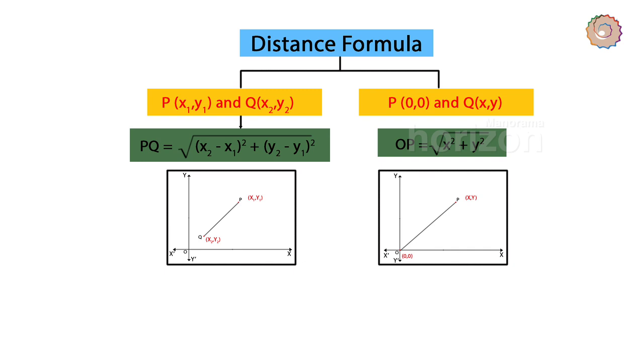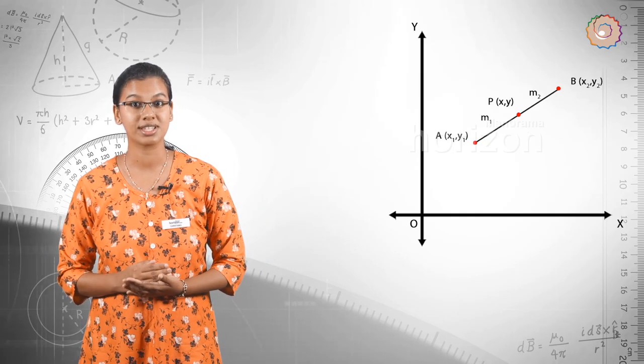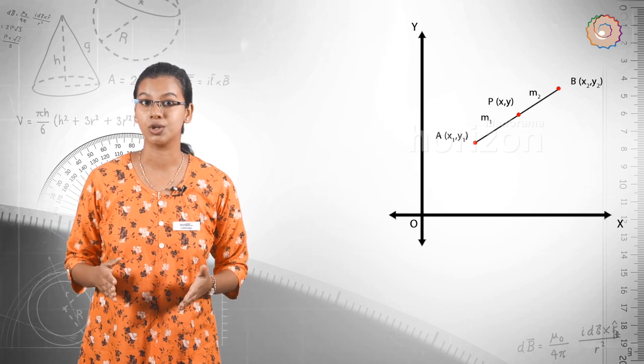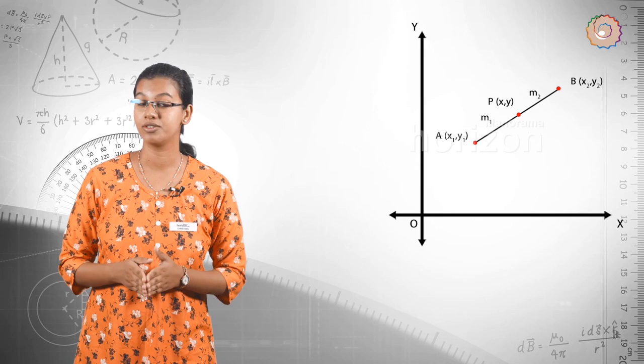The distance formula to find the distance between two coordinate points P (x1, y1) and Q (x2, y2) is the root of (x2 minus x1) whole square plus (y2 minus y1) whole square. And if one of the points is the origin, then the formula is OP equals root of x square plus y square. Suppose we cut this distance into two sections in a certain ratio, can we find the coordinates of the point of division?